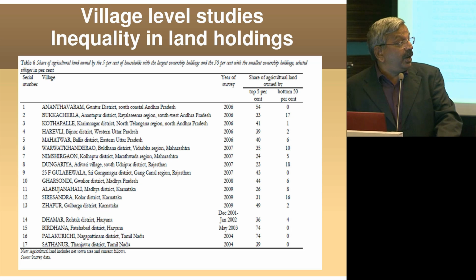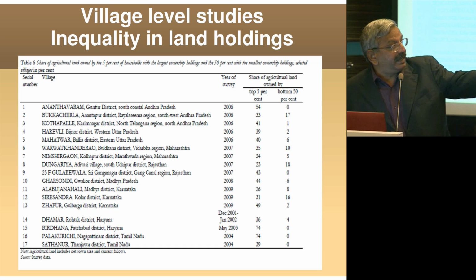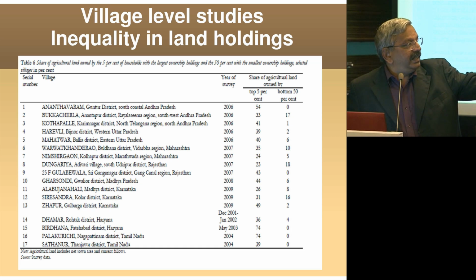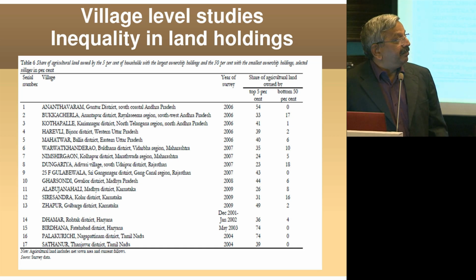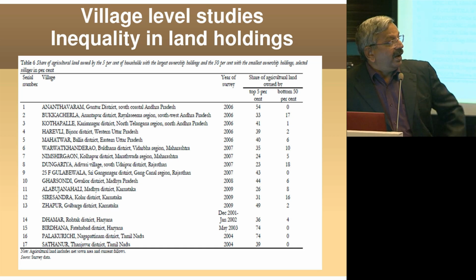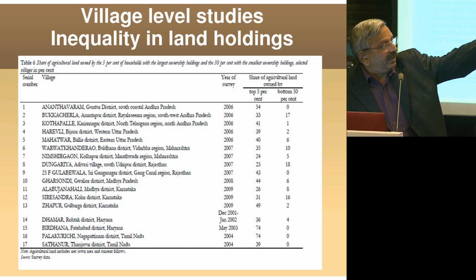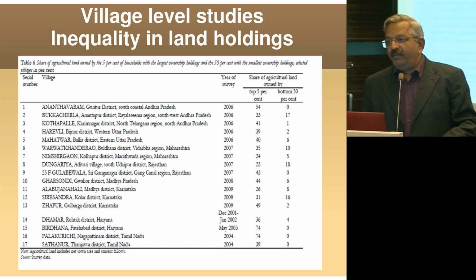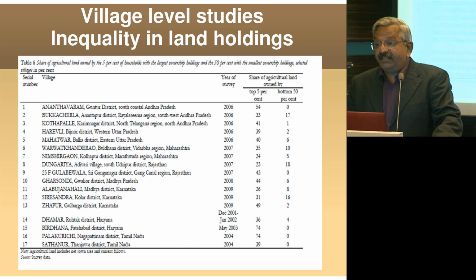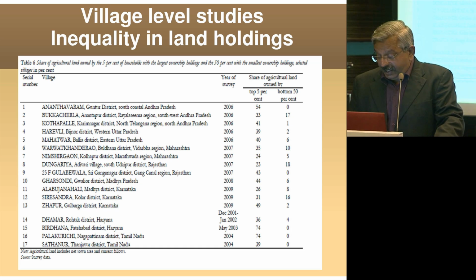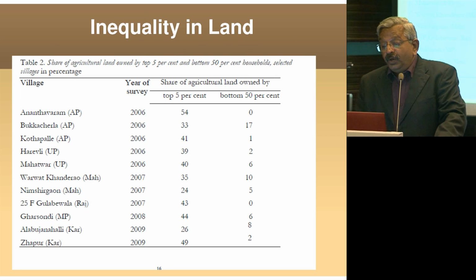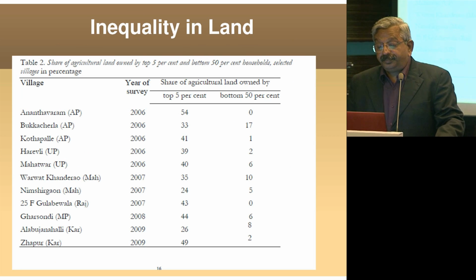So you look at this enormous distinction: the bottom 50%, in none of the villages surveyed, crosses 18% of total agricultural land, whereas the top 5% typically, in some regions a little lower, own a very disproportionate share of the assets. And of course, in rural India, land is everything. This is share in percentage.